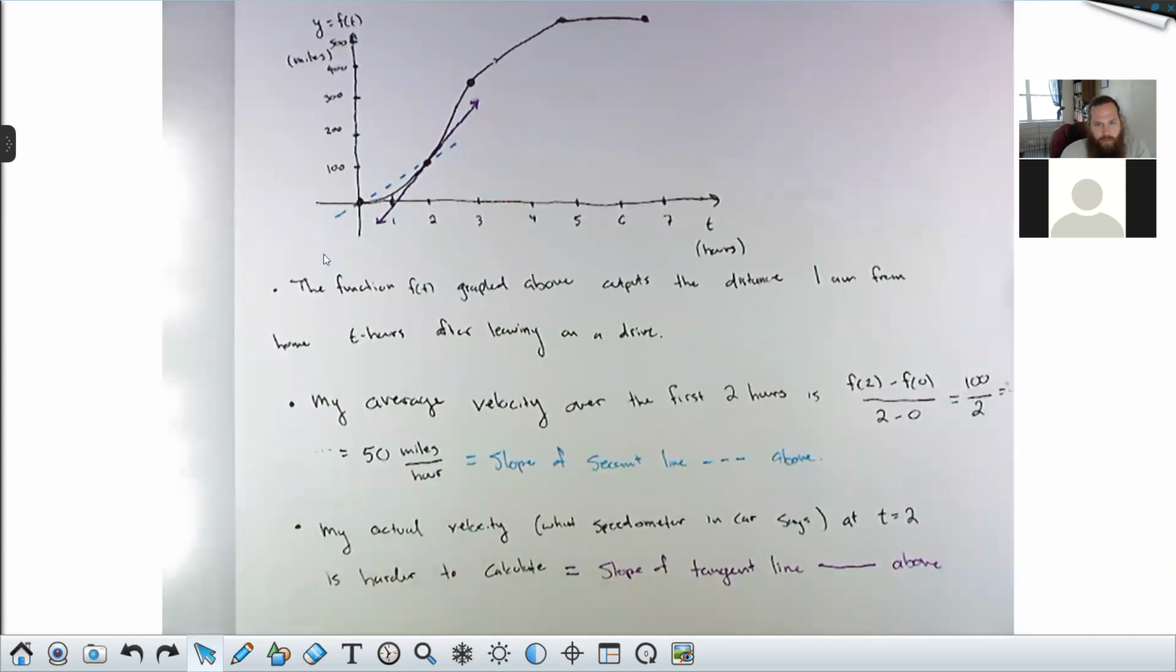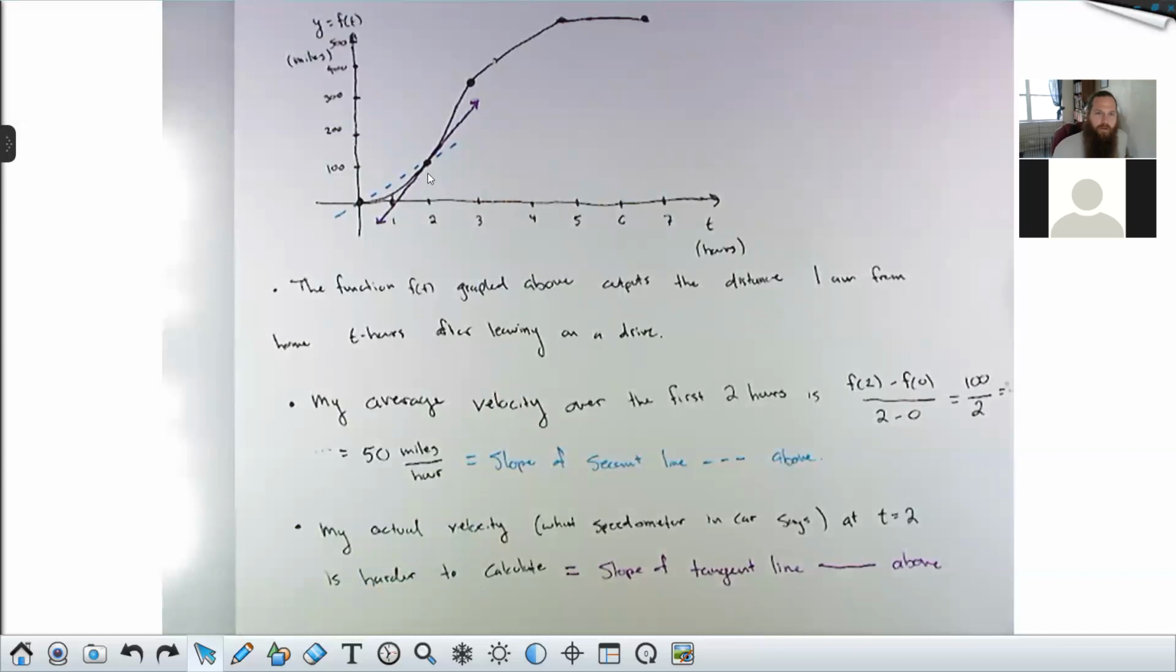So the dotted blue line, the thing we call a secant line, hopefully you remember from a previous class, gives you an average velocity. If you want my actual or instantaneous velocity, the speed I'm going at that moment, the thing that you'd see on your car when you look at the gauge that tells you how fast you're going, called the speedometer, that number would be the slope of this purple line.